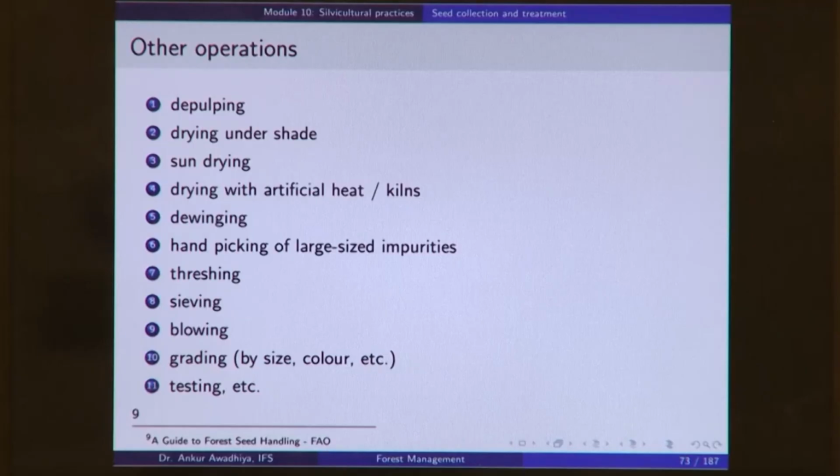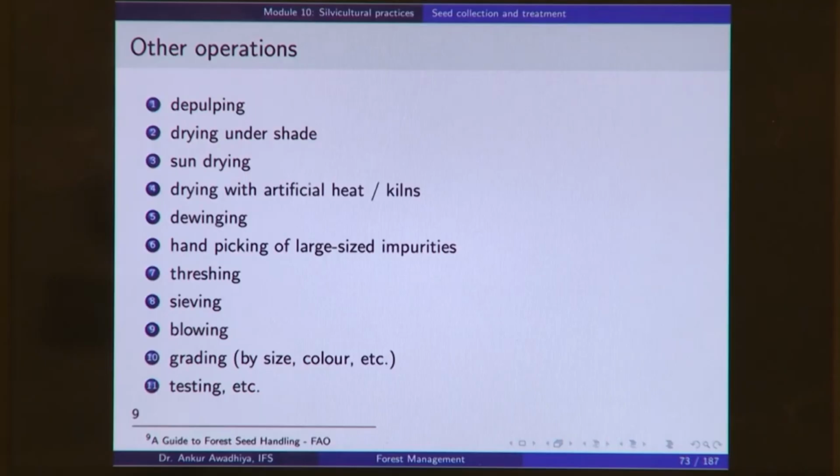Now, once you have collected these seeds, we also have to do a number of other operations, such as depulping. In the depulping operation, the pulp is removed and the seeds are washed. This is done to reduce the total amount of moisture that is surrounding the seeds, and also to reduce the amount of food that is surrounding the seeds.